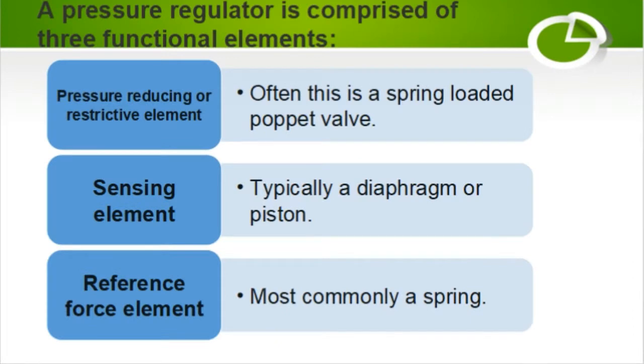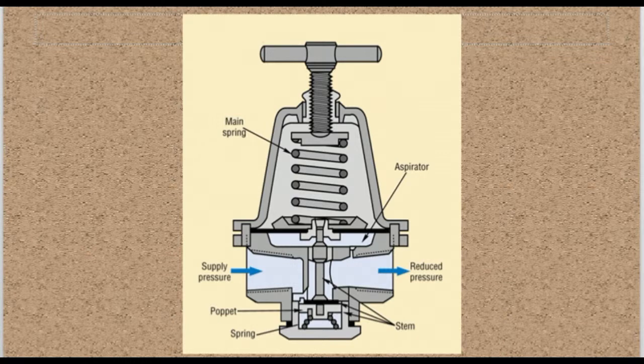A pressure regulator is comprised of three functional elements: pressure reducing or restrictive element. Often, this is a spring-loaded poppet valve. Second one is sensing element, typically a diaphragm or piston. Referent force element, most commonly a spring. Okay, this picture is the component of the standard regulator.